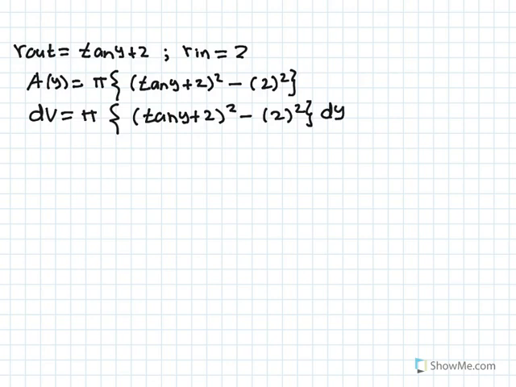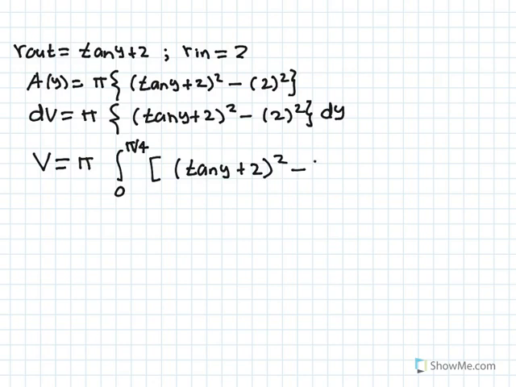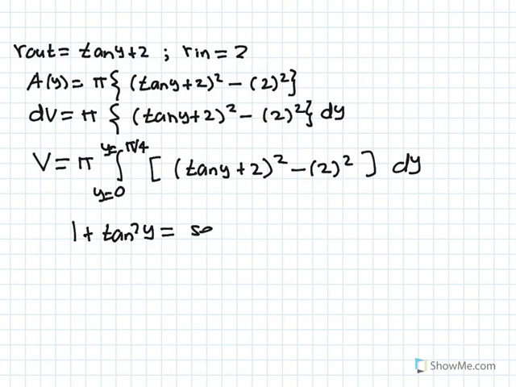The total volume of the solid is volume is equal to pi integral from 0 to pi over 4 of tan y plus 2 all squared minus 2 squared integrated with respect to y. So these are y values. Y equals 0, y equals pi over 4. All right, now the hard part is to integrate this, and we're going to use the trig identity 1 plus tan squared y is equal to secant squared y.